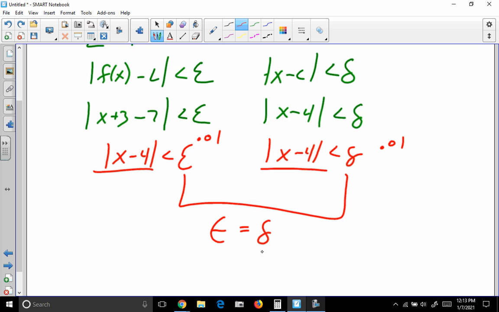And notice, if this one gets smaller, this one gets smaller. If this one gets bigger, this one gets bigger. So as long as if one gets small, the other one is also getting small, then yes, that limit exists.